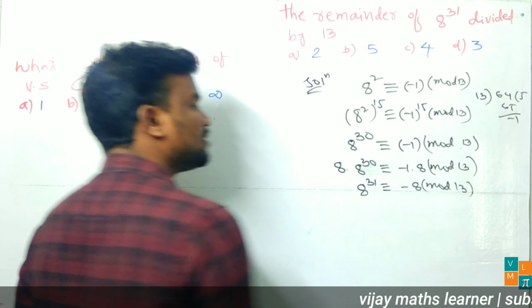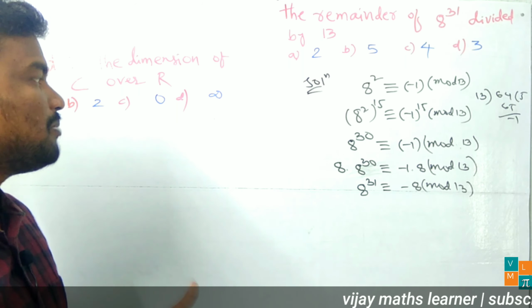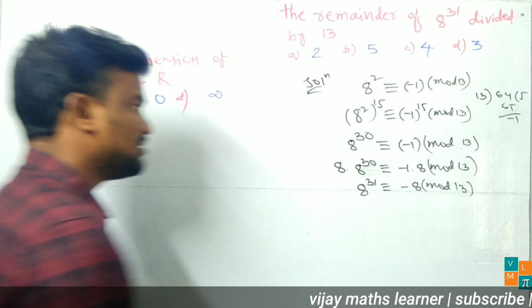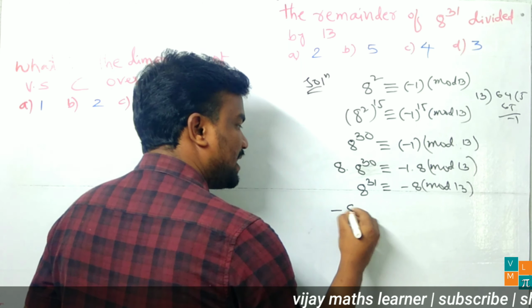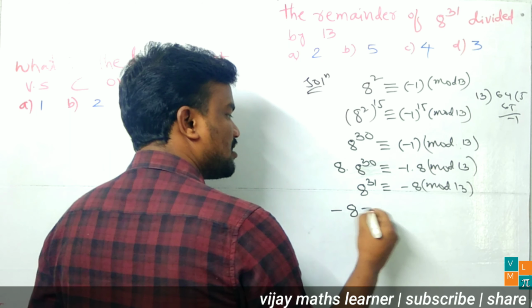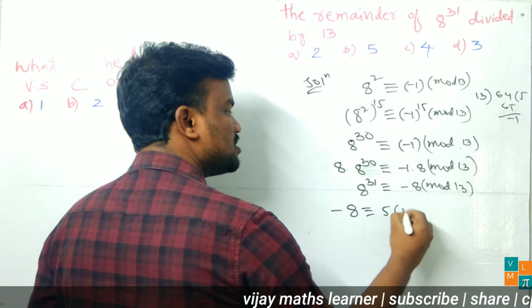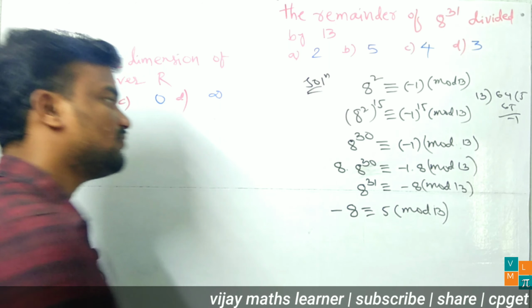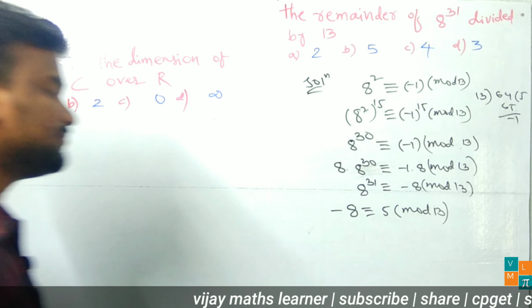See in the options, 2, 5, 4. We have all positive integers, but here we get a negative value. So next, see here: minus 8 is congruent to 5 modulo 13.